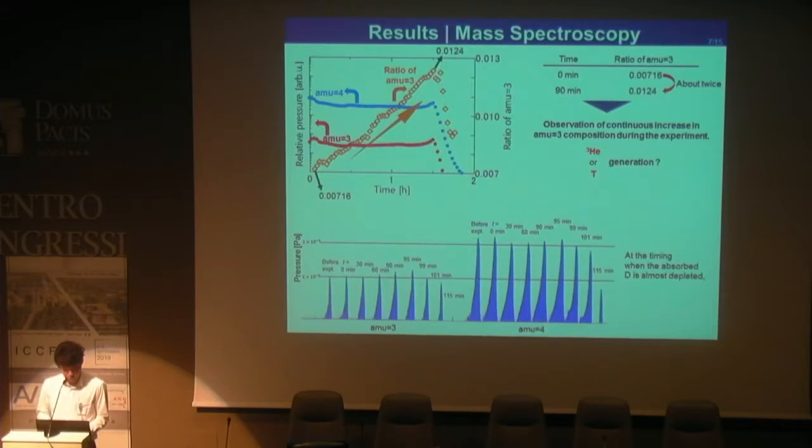The bottom image is raw data of Q-mass. At the timing when the absorbed deuterium is almost depleted, if you look carefully, you will see a shoulder peak on the deuterium peak. I think this may be helium-4 generation.